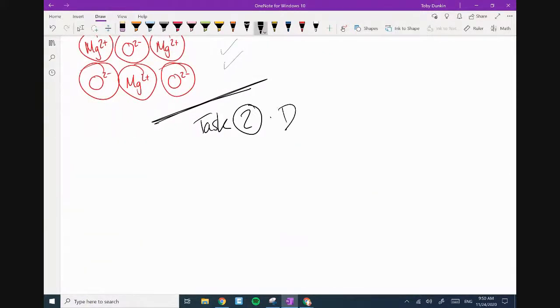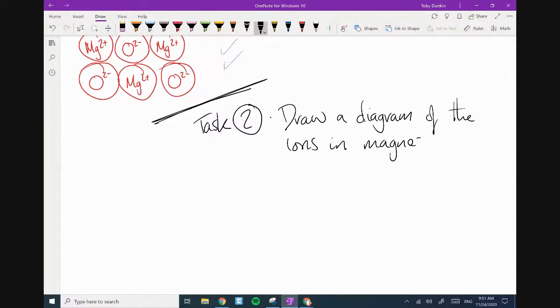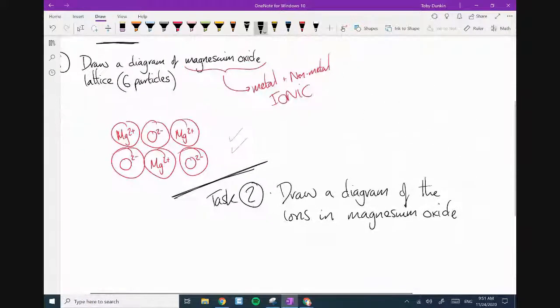Draw a diagram. Diagrams in bonding are so important. Draw a diagram of the ions in magnesium oxide. Let's stick with the same thing, magnesium oxide. It's a different question. Rather than the lattice structure, do we have to show magnesium particles as being smaller than the oxygens? Oh, wow, Zaina, that's awesome.